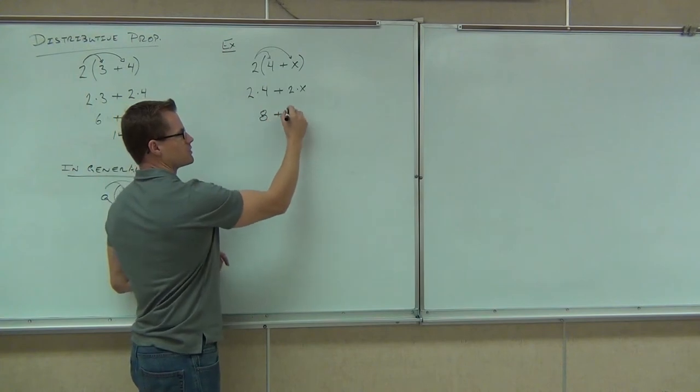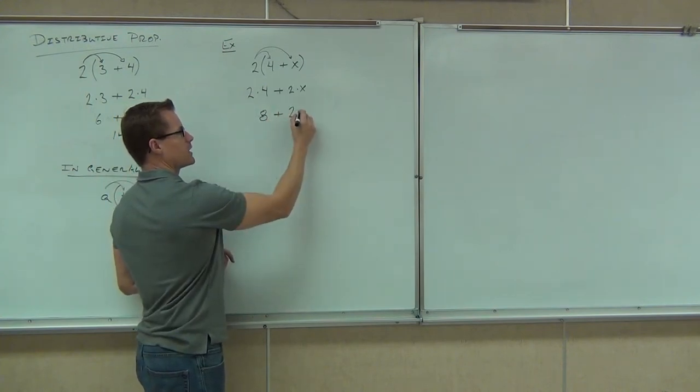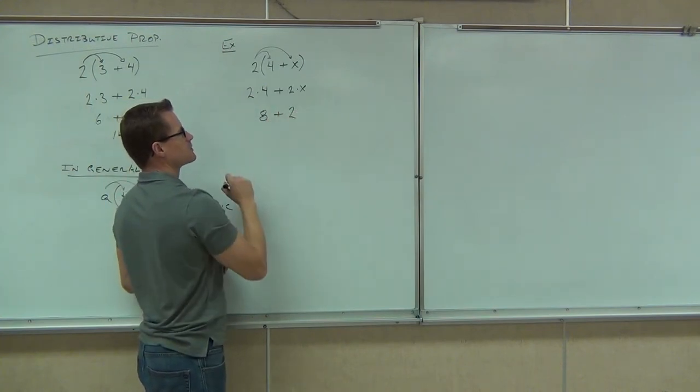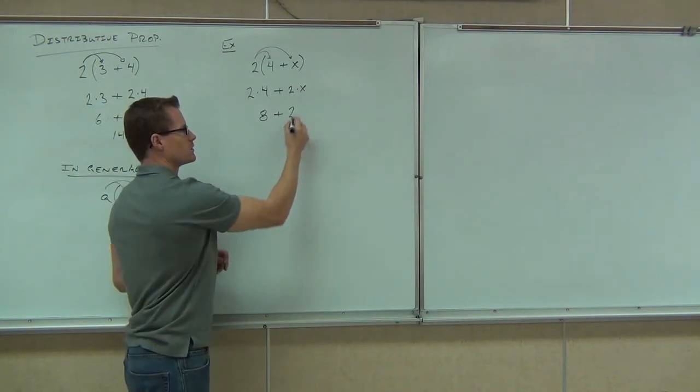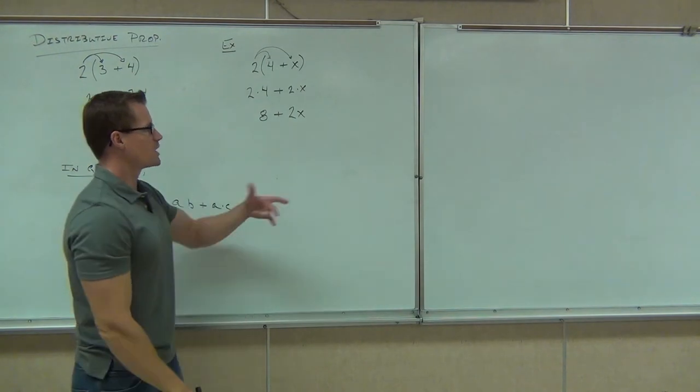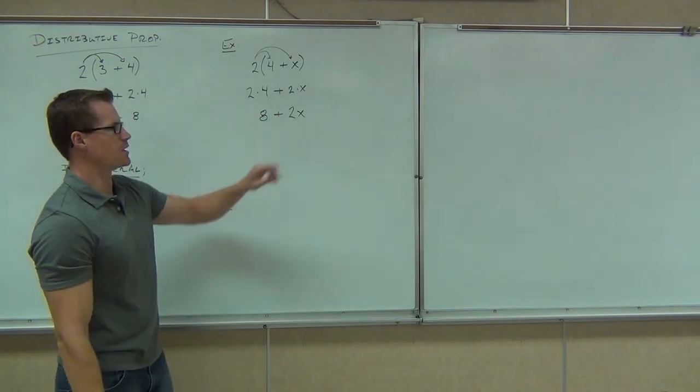Plus how much? 2, with an x? No x? Because you're multiplying the x. So what's 2 times x? It's 2x. 2 times x is 2x. This still means 2 times x.